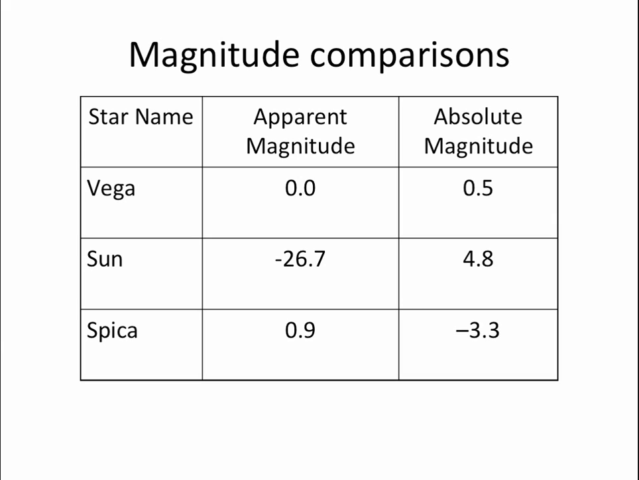Let's finally look at the star Spica. The star Spica is up in the spring sky. It's a relatively bright star with an apparent magnitude of 0.9, but we see that with an apparent magnitude of 0.9, it appears fainter than Vega in our sky. But if we were to move Spica to a distance of 10 parsecs, it would be extraordinarily bright. It would have a magnitude of minus 3.3. So the absolute magnitude of Spica is brighter than the Sun and then Vega, which means that Spica is intrinsically a brighter star. It's putting out more energy than the other two, even though in our sky, Spica is the faintest of the three stars.